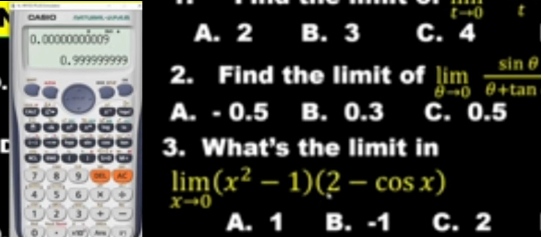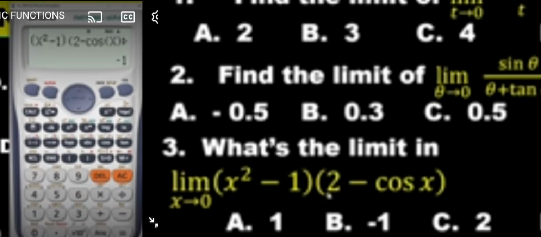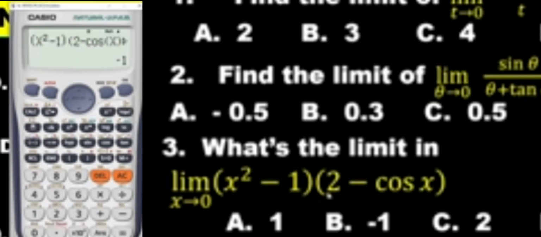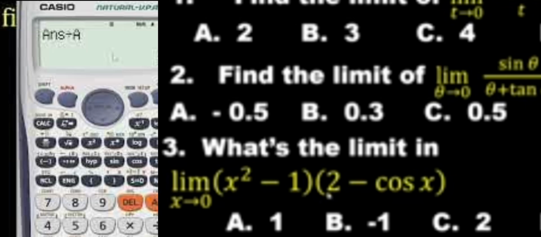And press our equal to. Can you see the screen? Ensure you enter everything accurately. Then when we press our equal to, we are going to see minus 1. And from our options, minus 1 is number B, and that is your answer. I hope you are not finding any of these very, very difficult. You can go ahead to watch the video 2 times or even more to ensure you understand accurately.